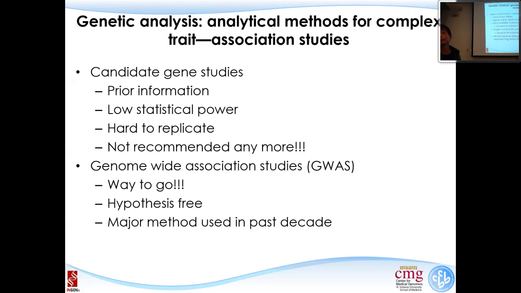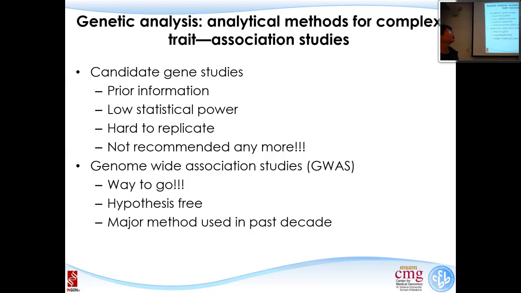For complex traits, there are many methods, but basically almost everyone uses association studies. Back in the old days, people used candidate gene studies. They would search the literature, and based on maybe a pathway or animal model, they would think some genes may be candidates related to a disease. Then they would perform a simple association study.